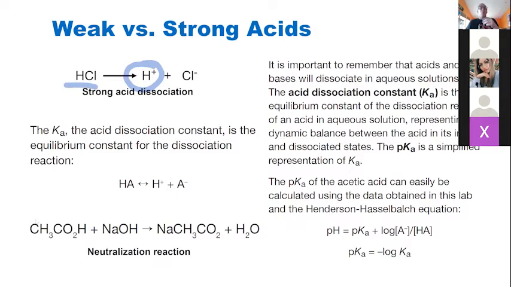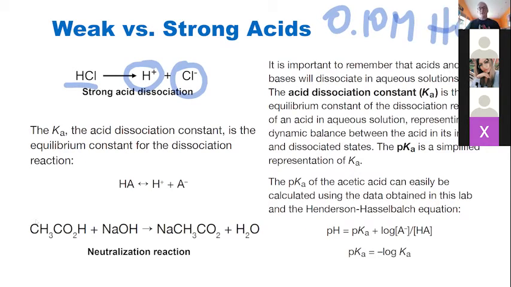What does that mean? Well, when I put HCl in water, I get the same concentration of H+ and Cl-. So if I have a 0.10 molar concentration of HCl, I know exactly how much H+ I have. It's the same amount because it dissociates into 1 mole of H+ and 1 mole of Cl-. So if my concentration of HCl is 0.10 molar, that's the concentration of my H+ as well, because it completely dissociates. Now with a weak acid, that's not true.